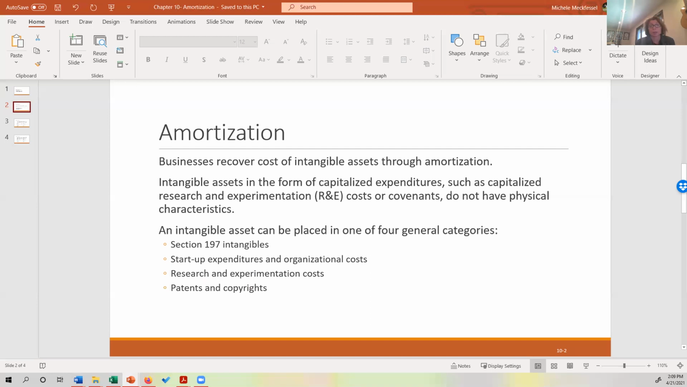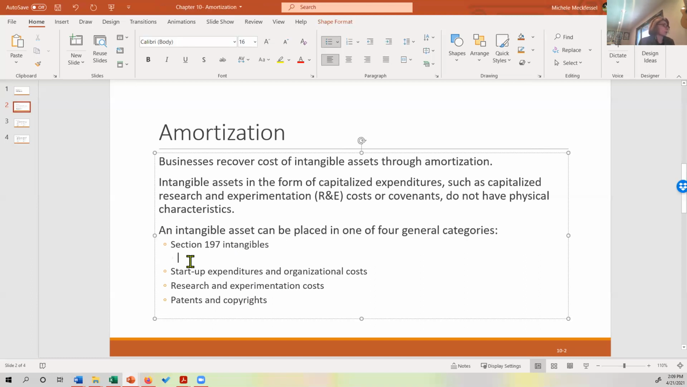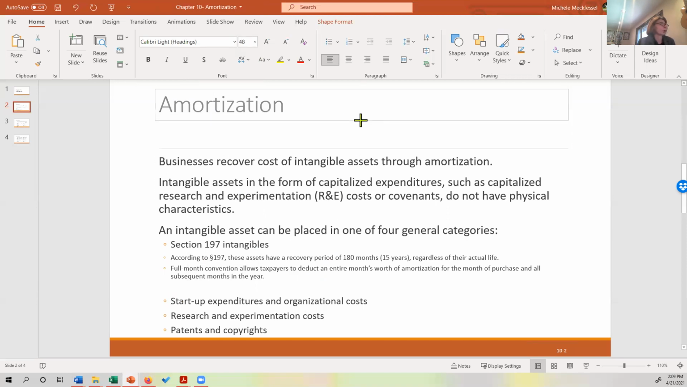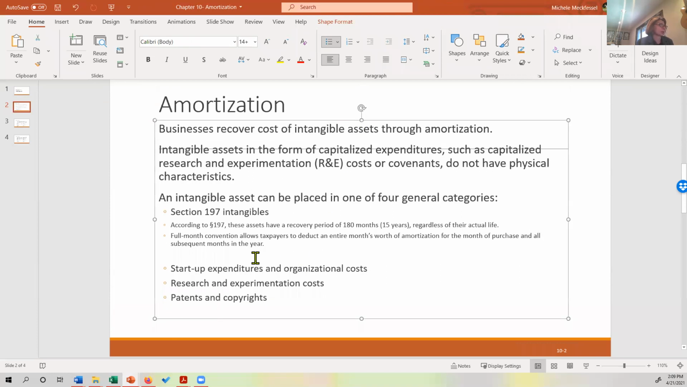Now, unfortunately, each of these items is treated a little bit differently from a tax perspective, okay? So what I'm going to do is talk basically about each of the treatments, and then we'll look at a chart on the next couple of slides. So I'm going to move things around a little bit just so we have enough room, okay?